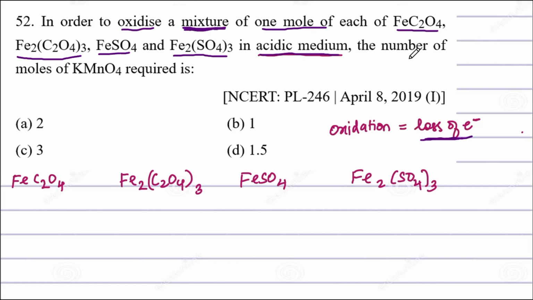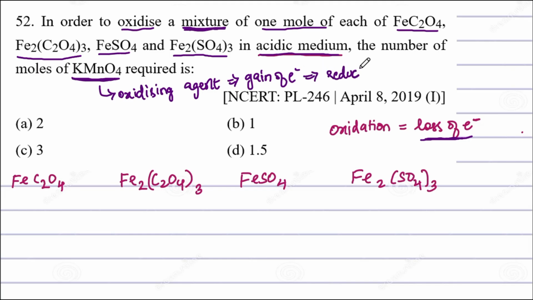So that means all these 4 compounds are going to lose electrons. In acidic medium, which is going to act as the oxidizing agent? KMnO4 is going to act as the oxidizing agent. Oxidizing agent will gain electrons, which means it will undergo reduction. So the number of electrons lost by all the 4 compounds will be gained by the oxidizing agent. So we have to find how many moles of this oxidizing agent are required to gain the number of electrons lost. So let us first find the number of electrons lost.